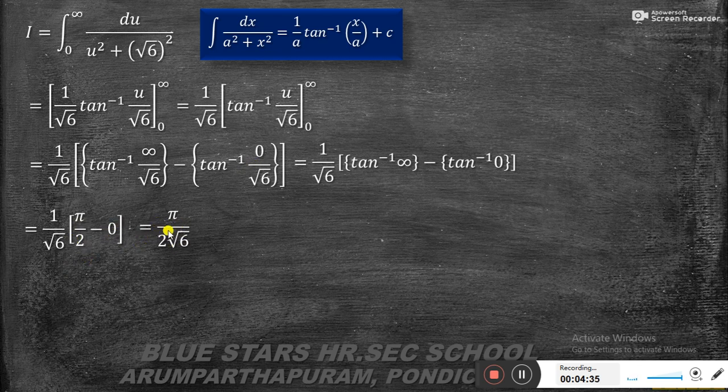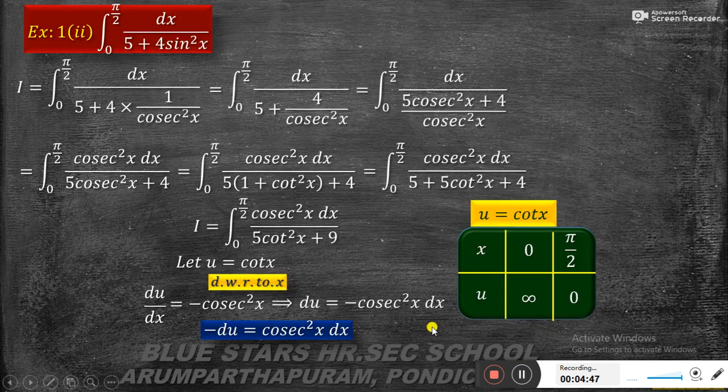This is the answer for the given integral. That means our given integral, integral 0 to pi by 2 dx by 1 plus 5 cos square x, is equal to pi by 2 root 6. This is our answer.